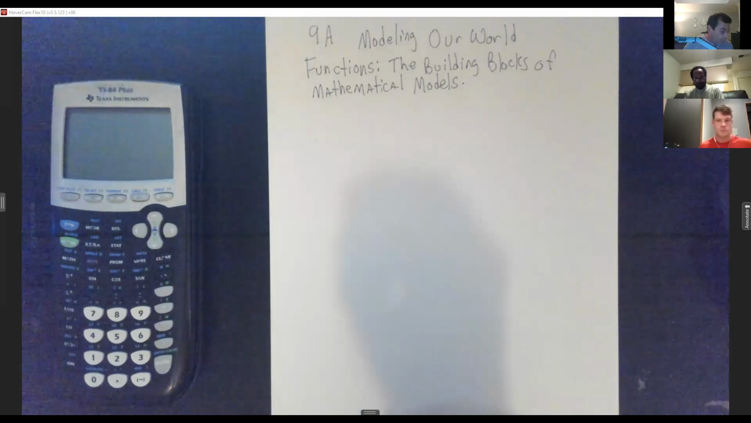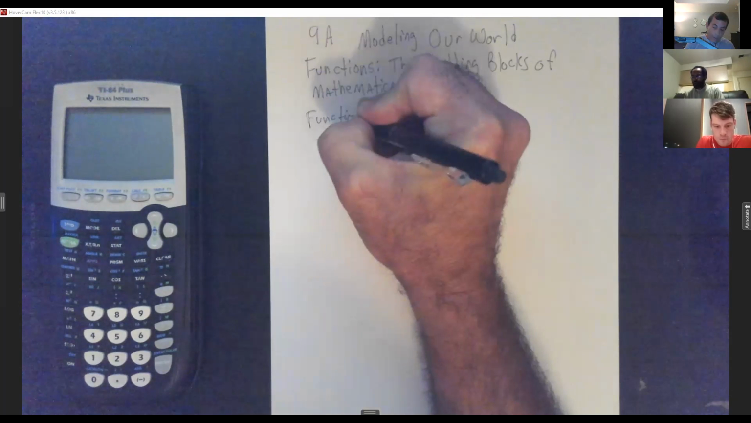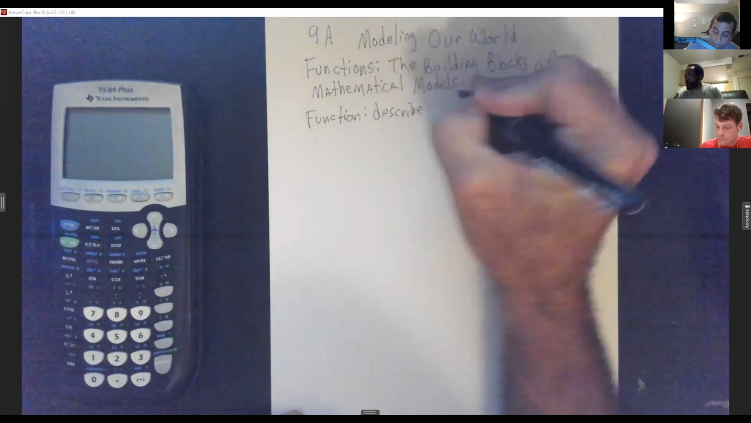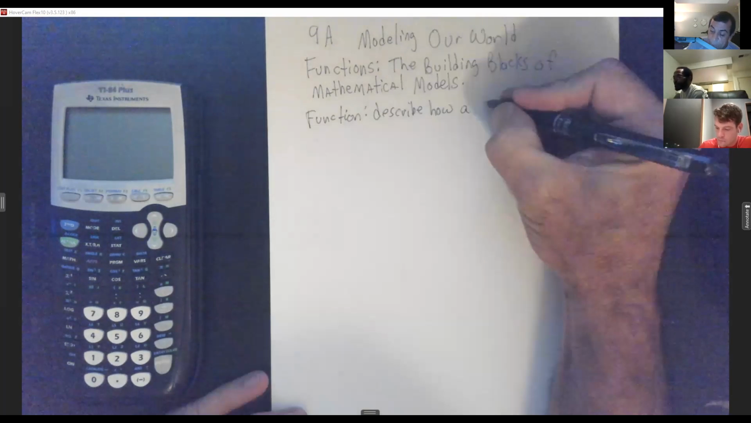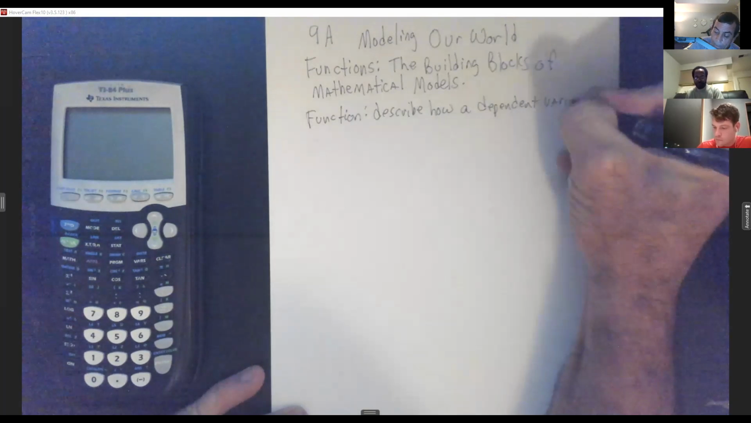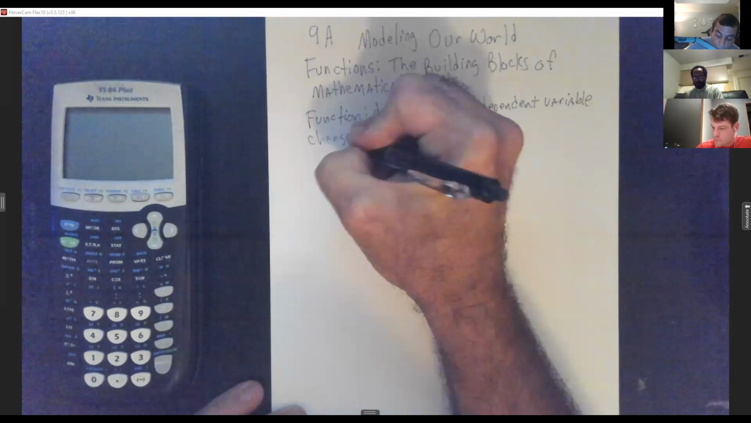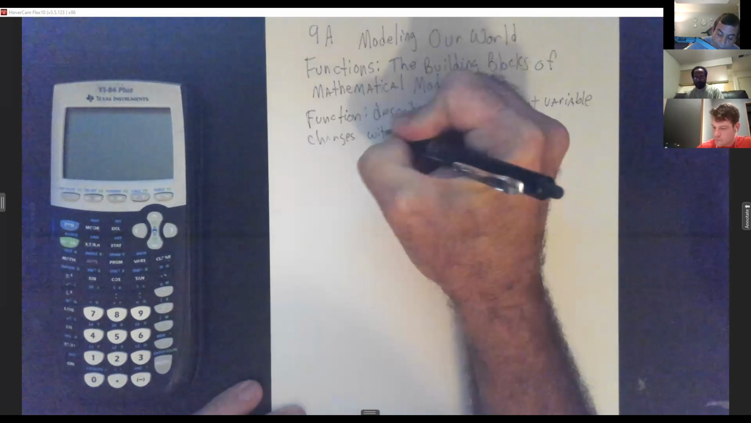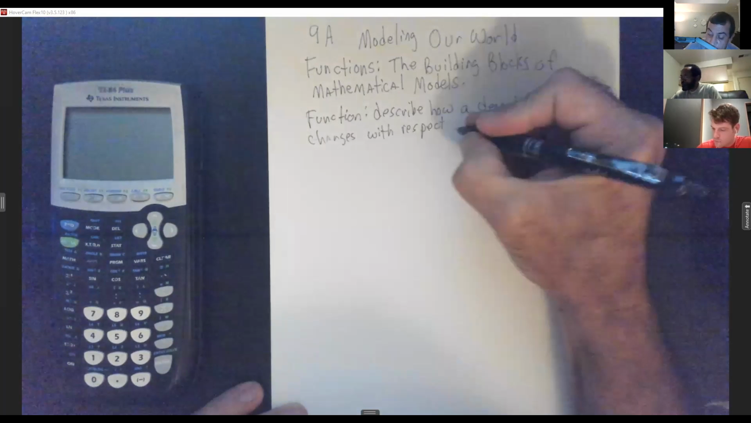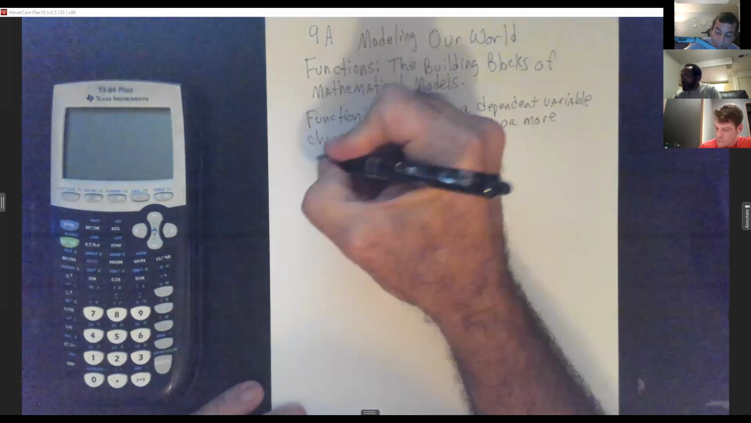So technically, a function is going to describe how a dependent variable changes with respect to one or more independent variables.